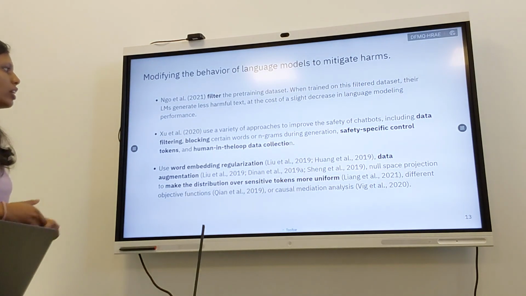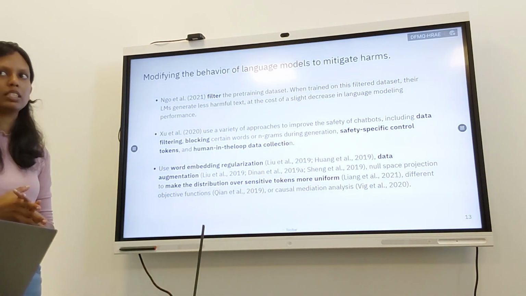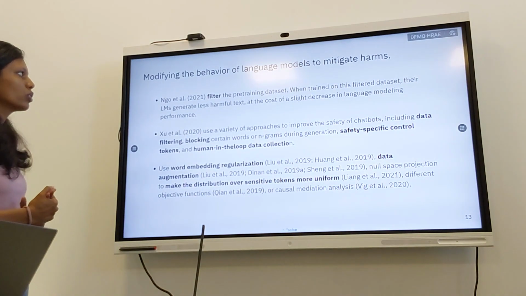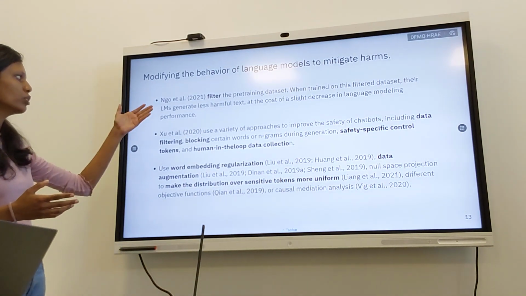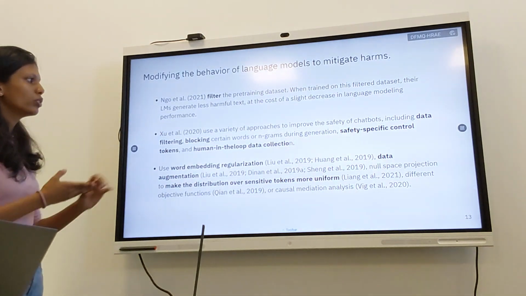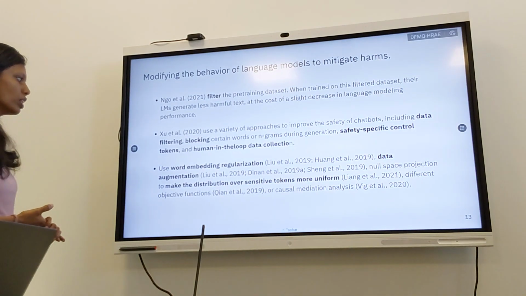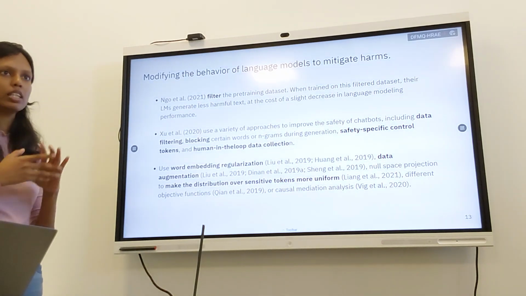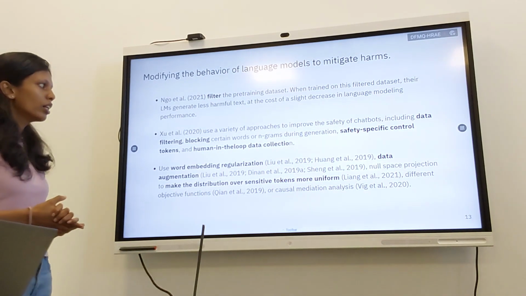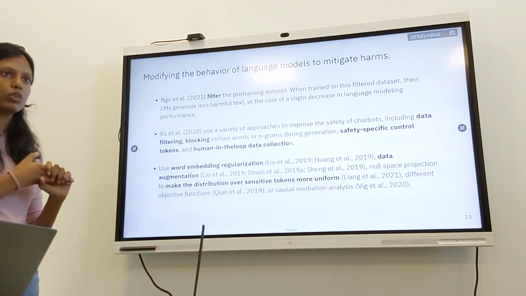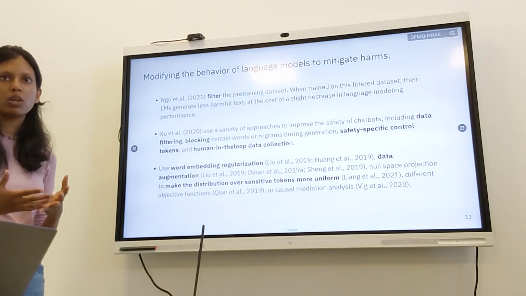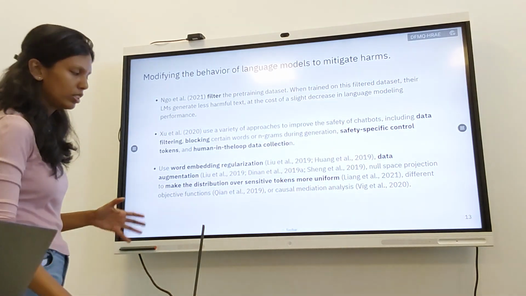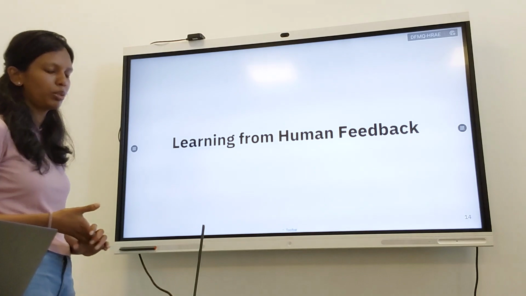And I also mentioned harm, one of the three main goals. People have tried to mitigate the harms caused by language models. There have been instances where people have used filtering and blocking of certain words, safety-specific control tokens, and also word embedding regularization and data augmentation to achieve this harmless goal of a language model. As you can see, none of these methods have used human feedback to train a model and actually align a model to a user. That's what's special about InstructGPT.